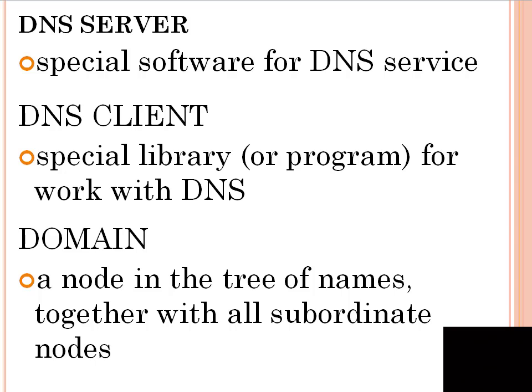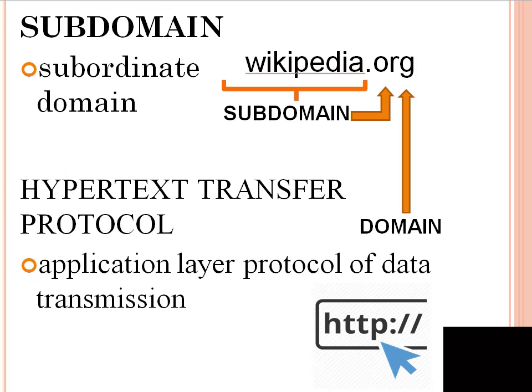Domain name system server, special software for DNS service. DNS client, special library or program for work with a DNS. Domain, a node in the tree of names together with all subordinate nodes. And subdomain. What does it mean, the subdomain? Subordinate domain. For instance, Wikipedia organization or other sites.